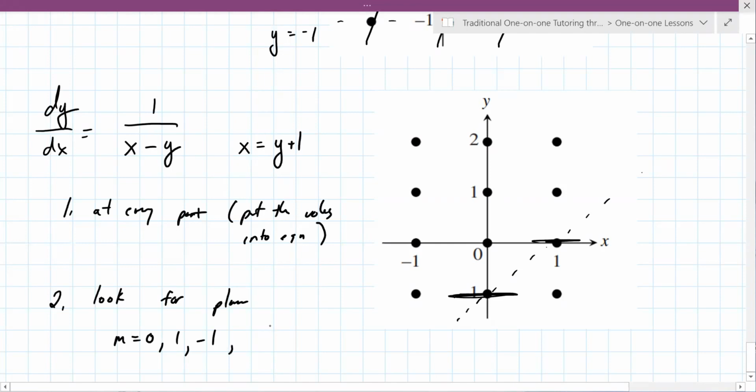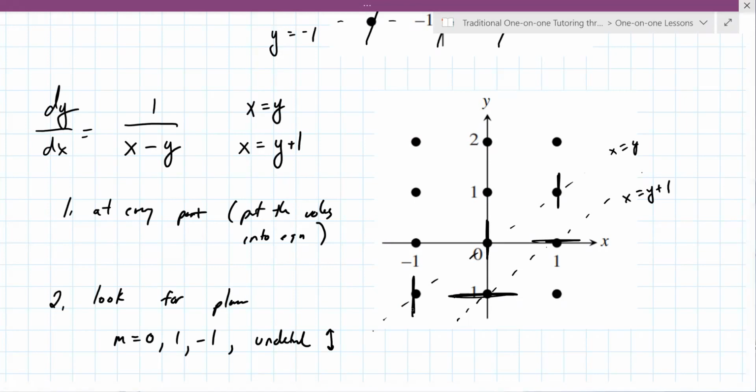Another thing we can look for is undefined. And that makes more sense here. So when x equals y, this thing is undefined. Undefined slope is up and down. So along the line x equals y, which is here, we get a completely vertical slope. And the idea by doing it this way is it's a visual way of saying it. So the rest of the points you'd have to try yourself.